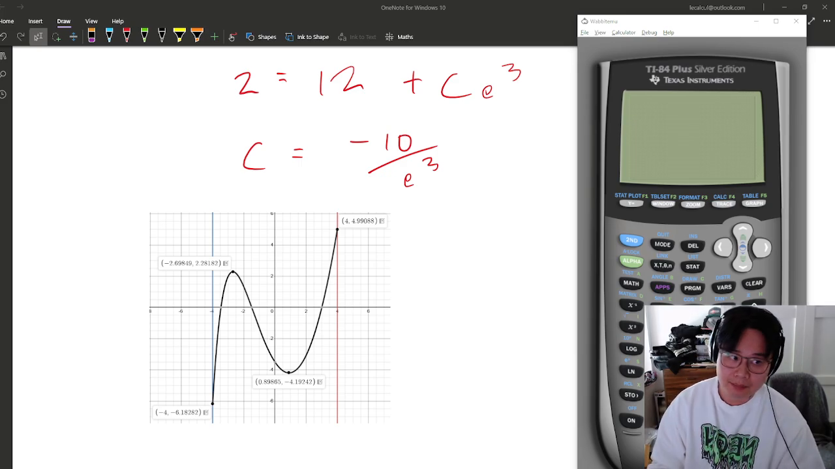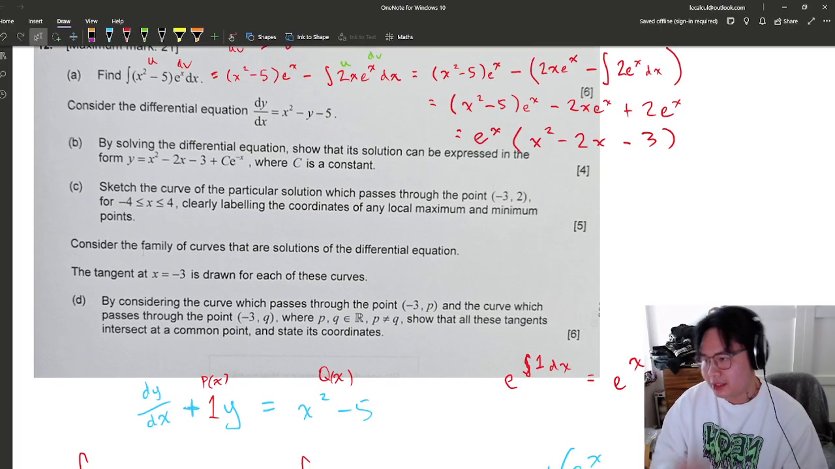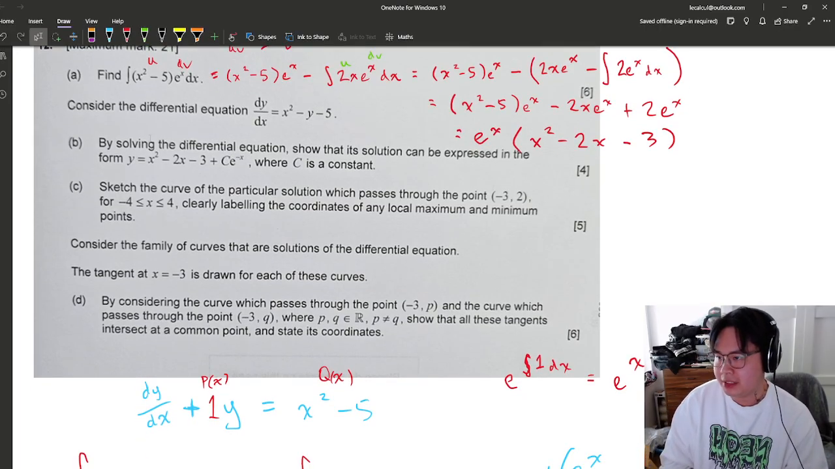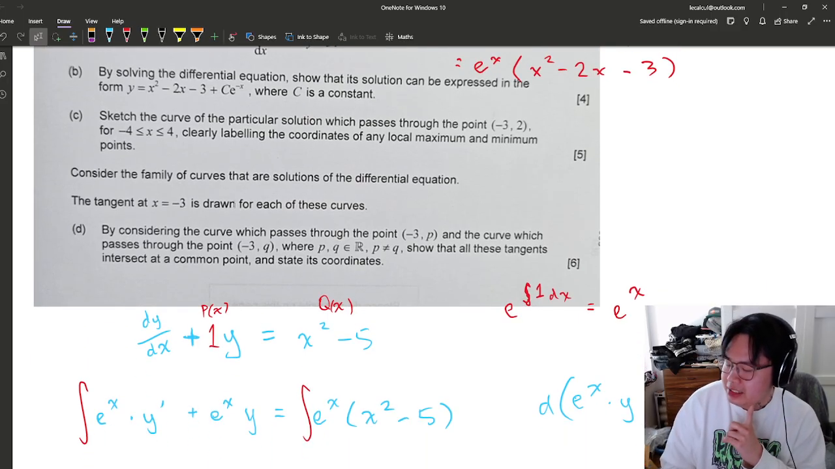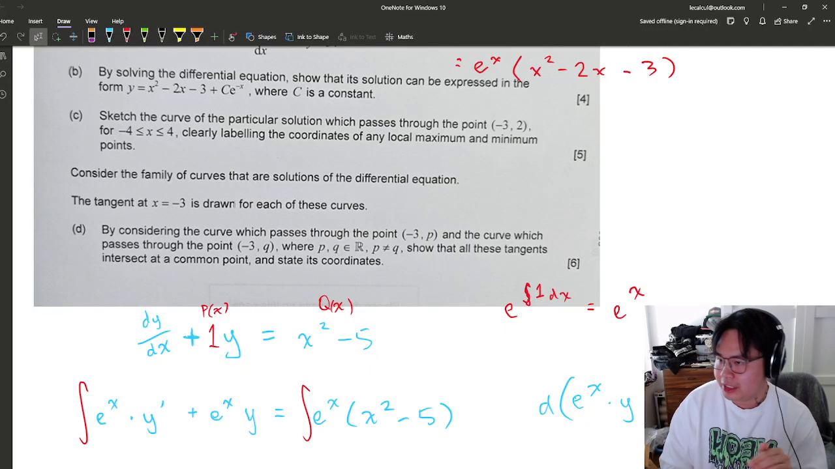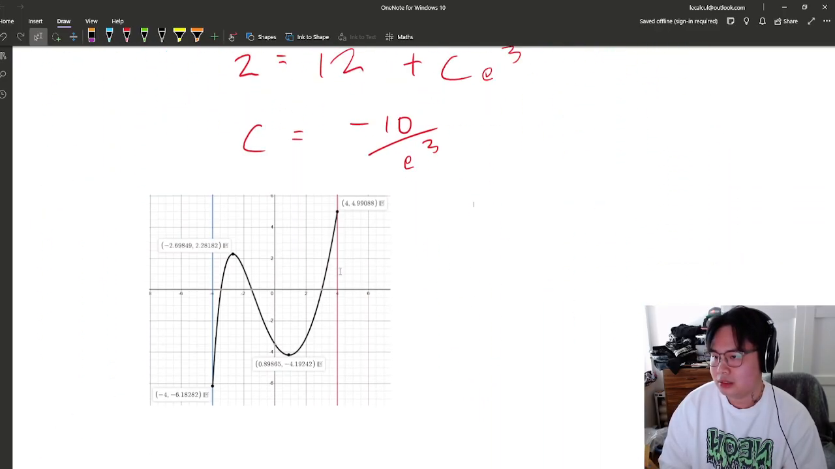Okay, what else is there? Almost done, right? Consider the family of curves that are solutions. So we're back to this general equation. The tangent at x equals -3 is drawn for each of these curves. By considering the curve which passes through this point P and the curve which passes through this other point Q, and then these are going to be different values, show that all these tangents intersect at a common point and then state its coordinates. Cool.